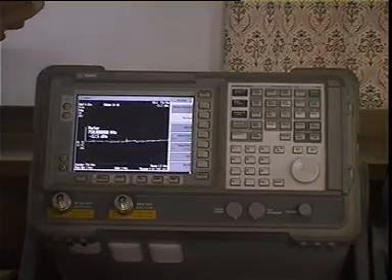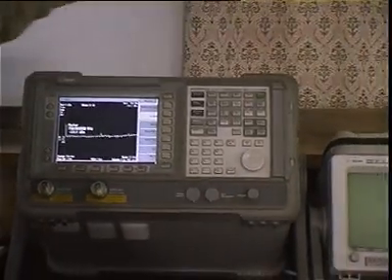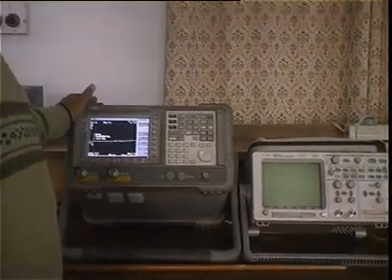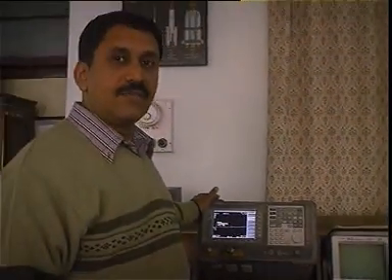We will combine both these instruments, the oscilloscope and spectrum analyzer, in understanding various concepts of communication signals that you will study in your class. We will also see those signals in practice in this lab, in this demonstration.